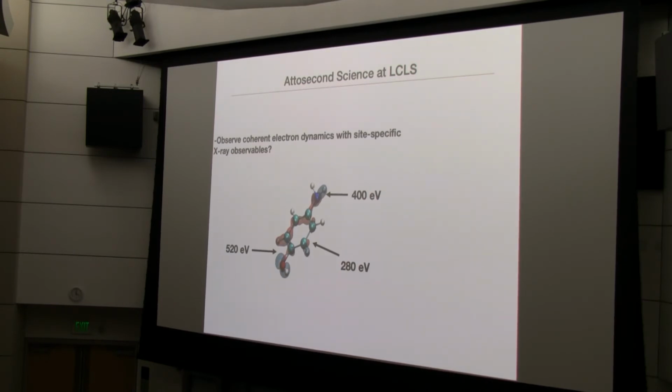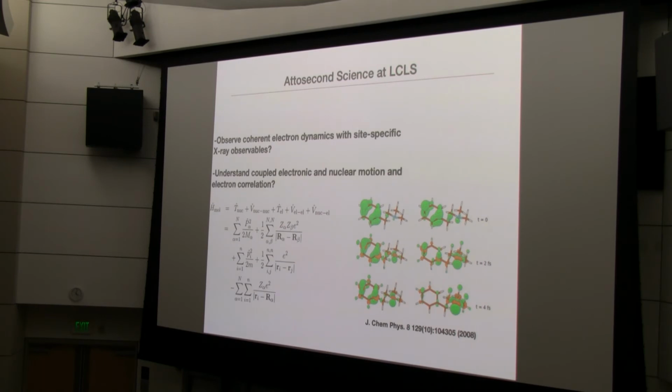So what are the questions we're asking ourselves? What specific questions do we want to ask? Well, the first one is a very technical question. Can we observe coherent electron dynamics with site-specific X-ray observables? At the beginning, we're not necessarily interested in answering a specific scientific question, but just whether we can actually do this. And then the follow-up question is, of course, can we turn that into something useful?